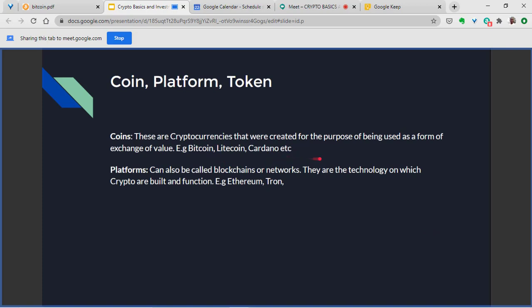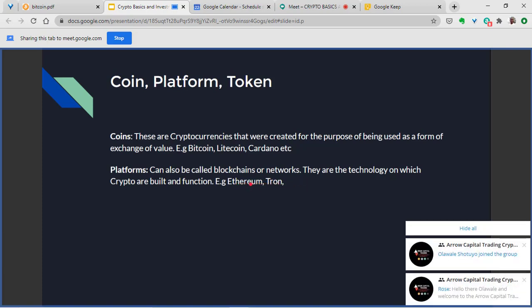So platforms. Platforms can also be called blockchains or networks. They are the technology on which some crypto are built and they function. For example, like I just touched on Ethereum. Tron is another example. There are some other ones, but they are less known, so I just put only the popular ones here. I know you might have heard of Tron, but I'm sure most everybody has heard of Ethereum. So basically what platforms do is that you can build your coin, your project on this, and get it to function. Those are platforms.